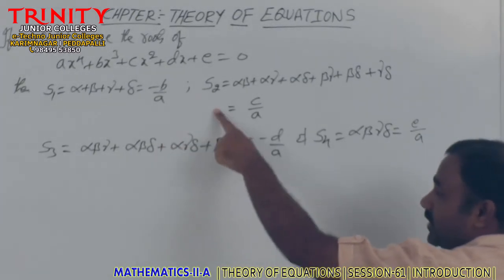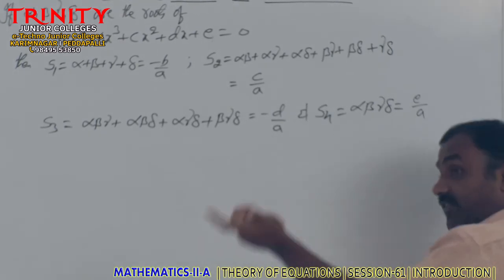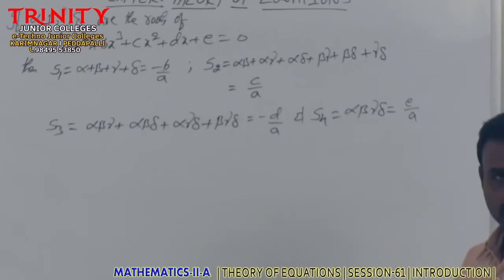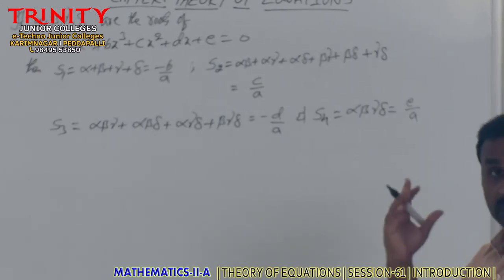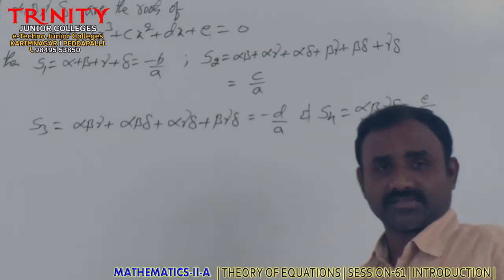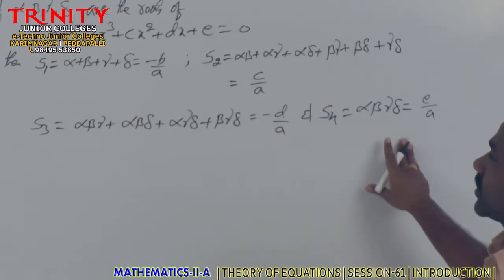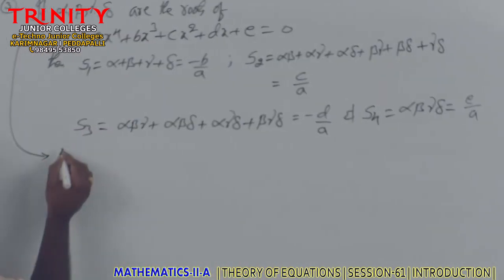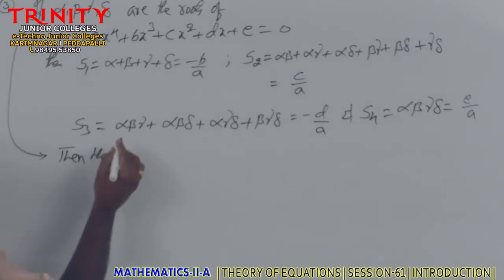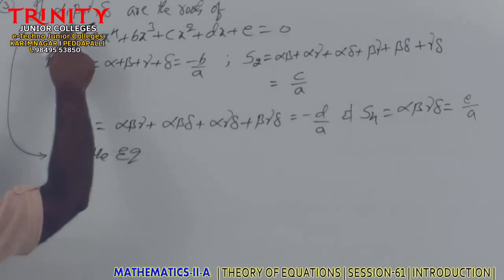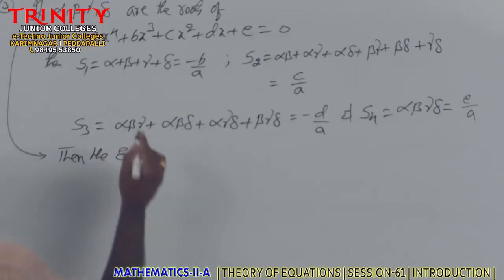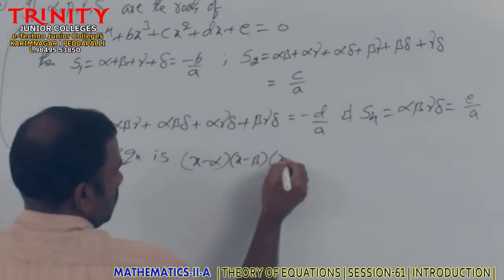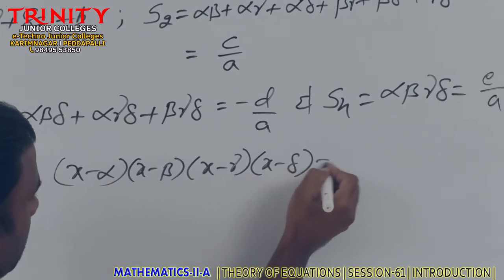S1 negative, S2 positive, S3 negative, S4 positive, and so on for S5. For a power 5 equation, we will get 5 roots and 5 relations. For power 6, we will get 6 relations, S1, S2, S3, S4, S5 and S6. But here it is a biquadratic, that's why we got 4 relations only. If alpha, beta, gamma, delta are the roots, then the equation is (x minus alpha)(x minus beta)(x minus gamma)(x minus delta) is equal to 0.